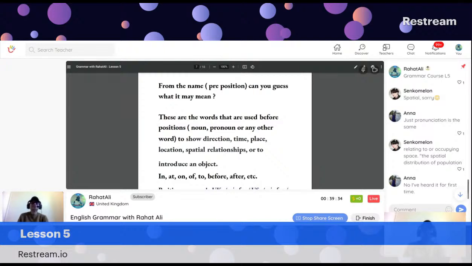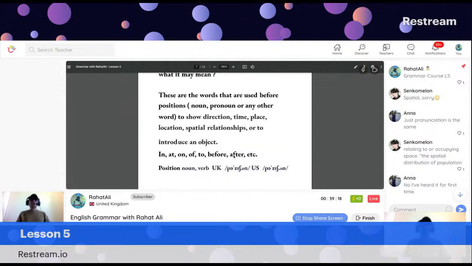So spatial relationship means this grammar preposition relates to the area, size, position, or any interaction of objects. And generally, prepositions are in, at, on, off, to, before, after, etc.